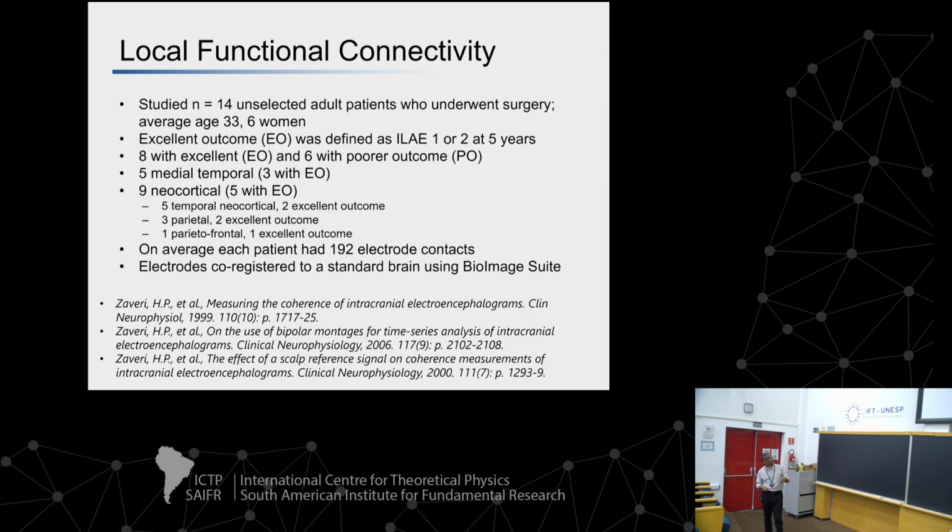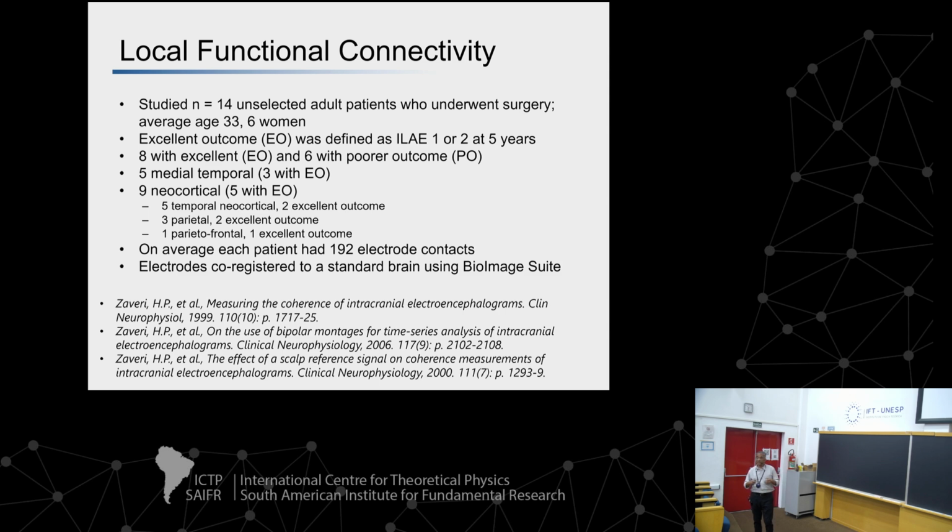So one study that we've done has 14 subjects, all underwent epilepsy surgery, average age of 33, 6 of them are women. And I broke them into 2 classes, those with excellent outcome at 5 years and those with poor outcome at 5 years. Just remember, excellent outcome, EO, poor outcome, PO, okay? So 8 of 14 had excellent outcome and 6 had poor outcome.